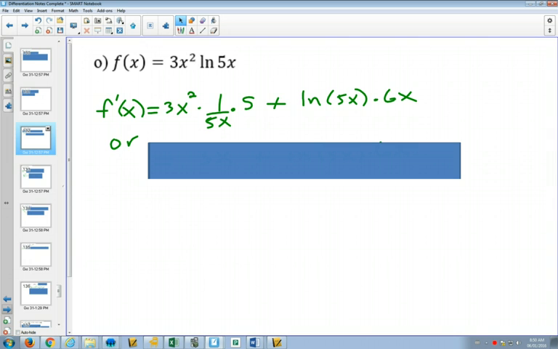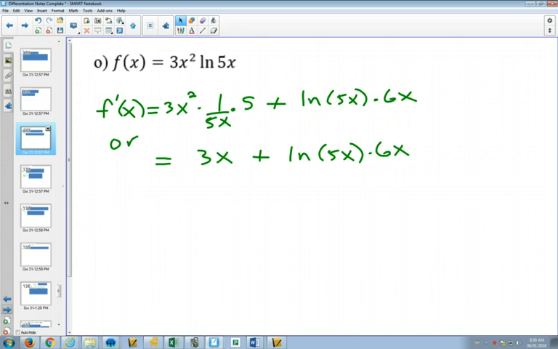So we first do the derivative of natural log, which is 1 over, so it'll be 1 over 5x. Then the derivative of the inside is 5, so we multiply by 5. Then you keep the second one the same, and the derivative of 3x squared is just 6x. And you can simplify that.